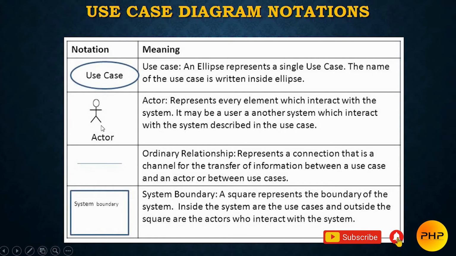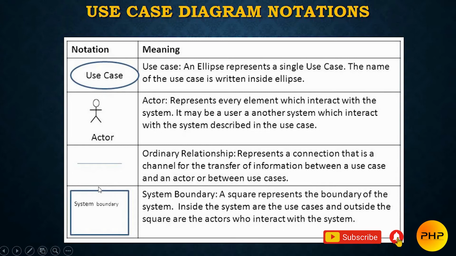We call them actors. Then this line is a connector, which represents a connection, a channel for transfer of information between two. So this is a connector. It's a line drawn between the actor and the use case inside this boundary, the system boundary. The system boundary represents the system itself, and all the use cases are captured inside the system boundary. So that is the definition of this notation for the use case diagram.